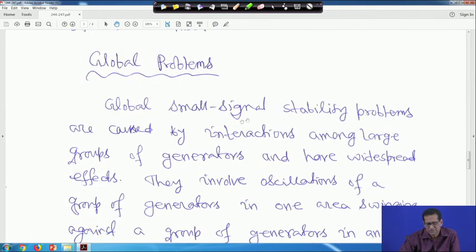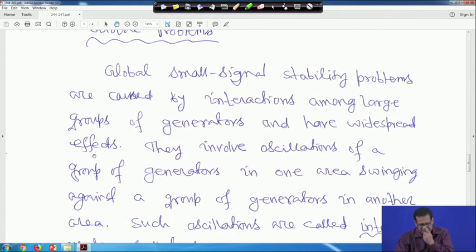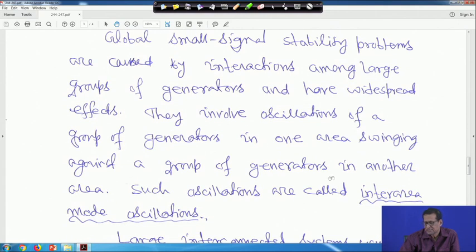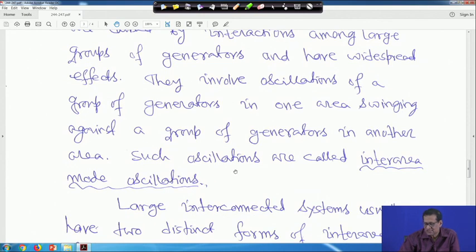Another thing is the global problems. Global small signal stability problems are caused by interaction among large groups of generators and have widespread effects, right. They involve oscillations of a group of generators in one area swinging against a group of generators in another area, right. This is a multi-machine system stability problem, so it is beyond the scope of this course, as far as classroom exercise is concerned, right. Such oscillations are called inter-area mode oscillations.